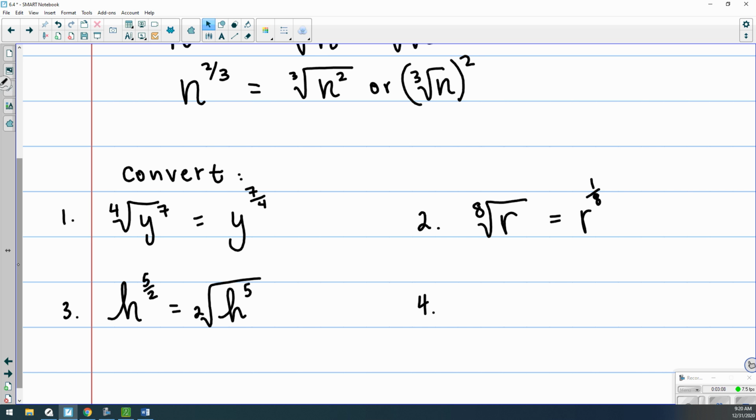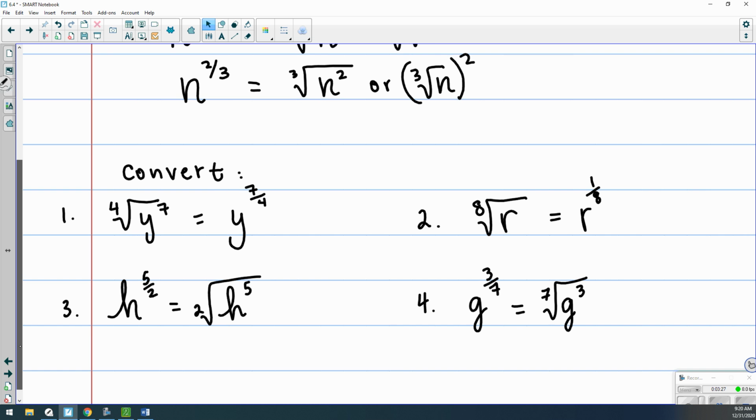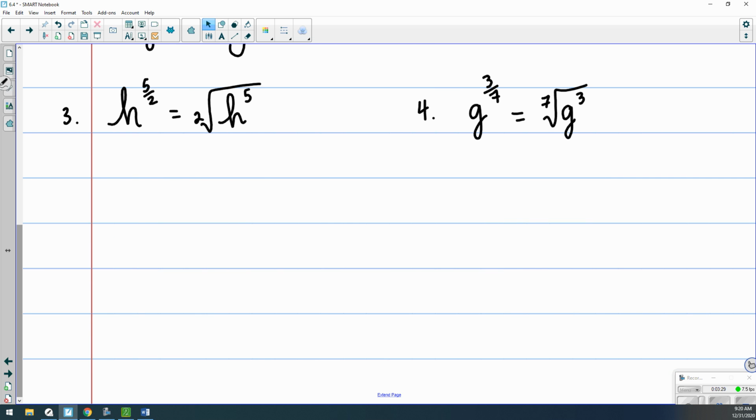Let's do another one. This time, how about g to the 3/7? Can you rewrite that in radical form? Pause the video and do it. Did you come up with the 7th root of g to the 3rd? I bet you did. You're smart like that. All right, then let's put a little bit more meat to these problems, and let's do some basic simplifying.